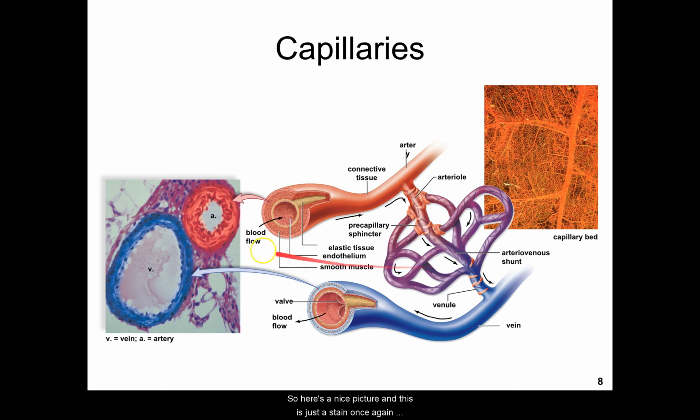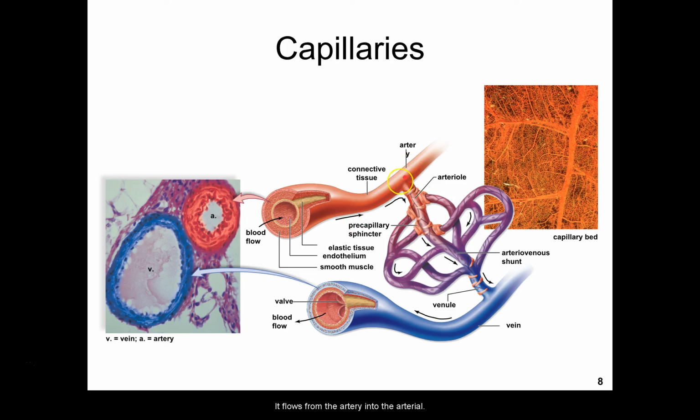So here's a nice picture, and this is just a stain. Once again, your blood is always red. It's just different shades of red. And you can see here you've got blood flowing in this direction and through the artery with this layer of smooth muscle all around it.